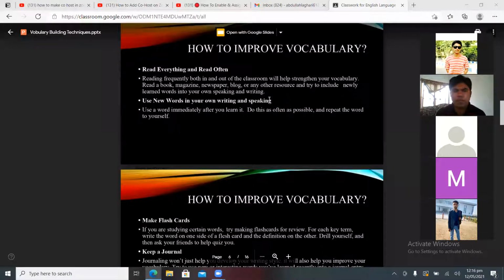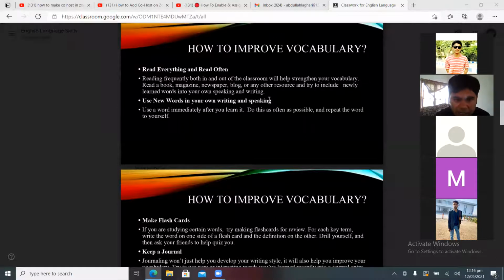So read everything and read often. How many of you are good readers? Be honest. How many of you are good readers? Okay, we have quite a small number of readers. We hardly read, except the books for study and the books for job purposes, right? That's it. Reading frequently, read everything and read often.